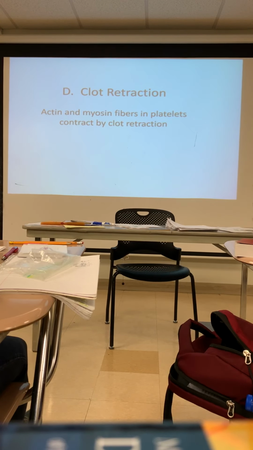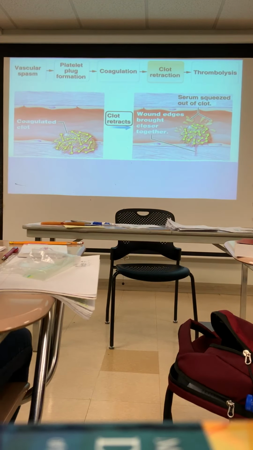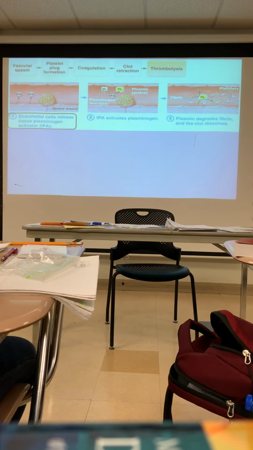So it's not yet the last. It's going downhill. So it's beginning to disintegrate. Actin and myosin fibers and platelets contract to retract. Retract is to disintegrate already. So the serum squeezes out of the clot. And then the serum is fluid plasma minus clotting factors. So this is the clot retraction. So it's already done, finished, the plug. So it's now trying to disintegrate. Last is thrombolysis. So it's the dissolving of the blood clot after the wound has healed. That's why when the blood clot disappears, you have the scab. Very nice. So you have that.